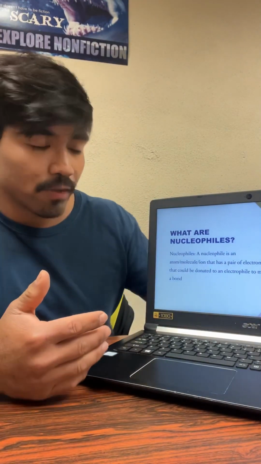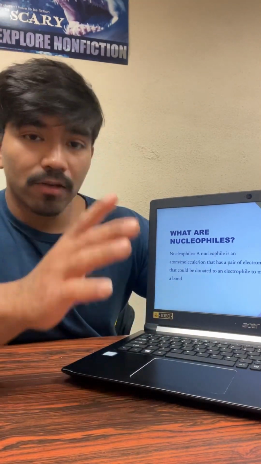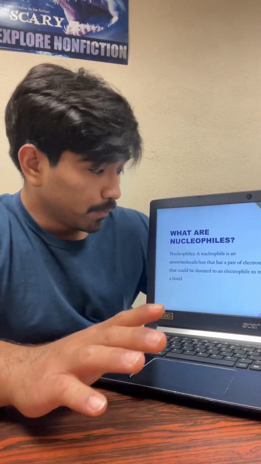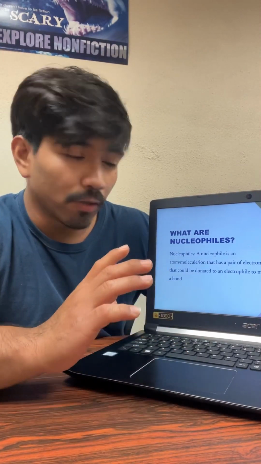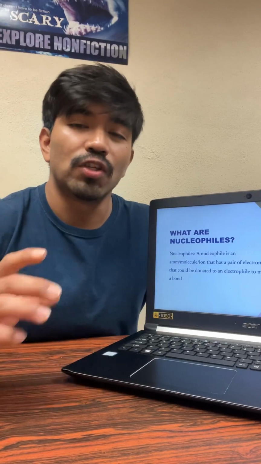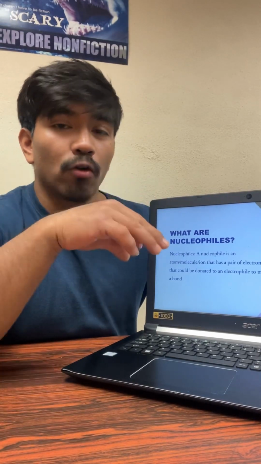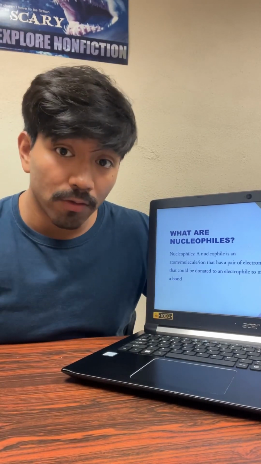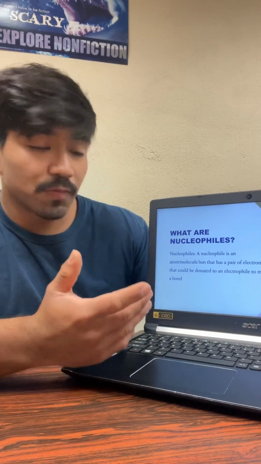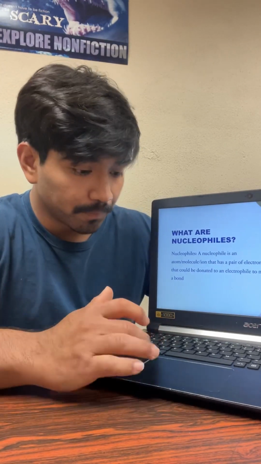Well, a nucleophile is an atom or molecule or ion that has an extra pair of electrons that could be used to donate, so then it can form a new pi or double bond. And that's basically what a nucleophile is.